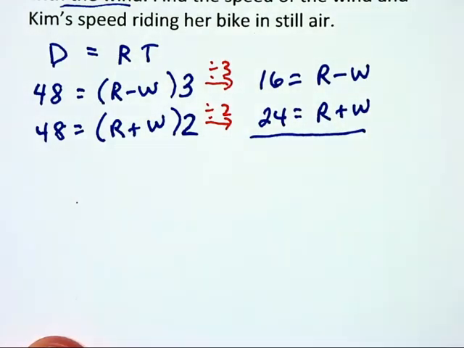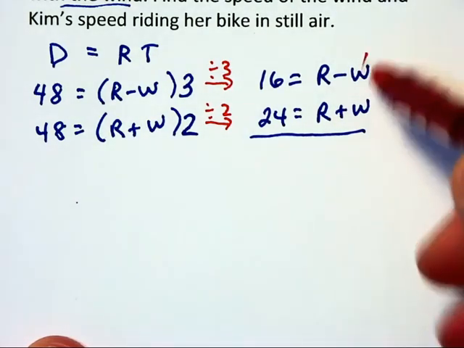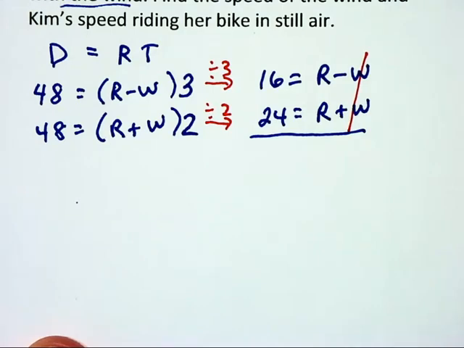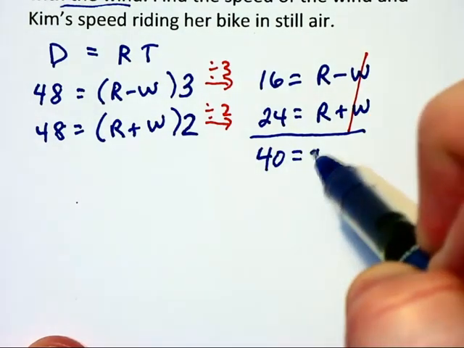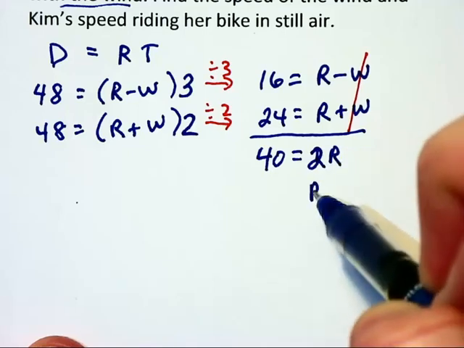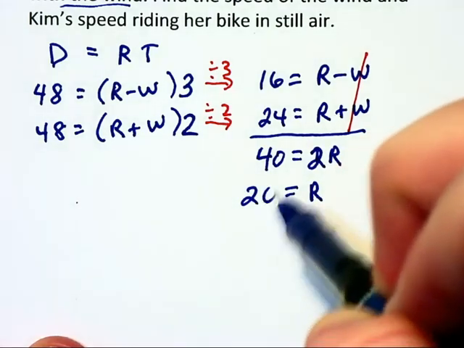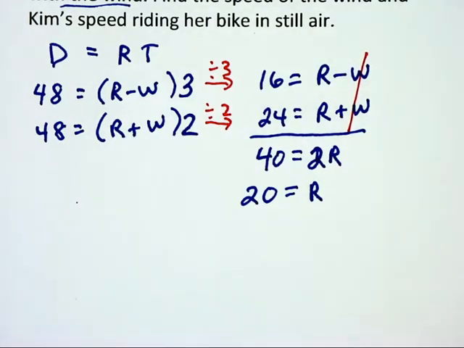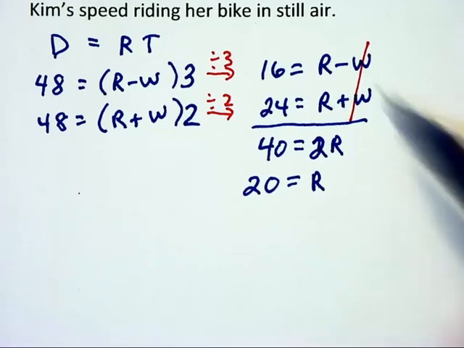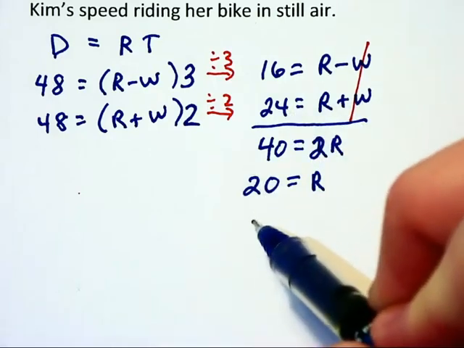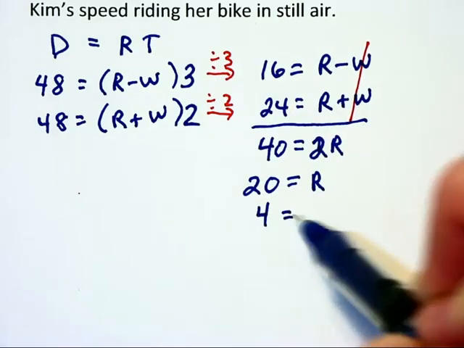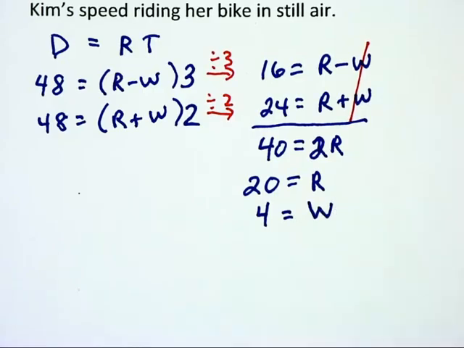is again perfectly set up for us to add these equations together to eliminate the variables. We will have 40 is equal to 2r, and r then is equal to 20. And the units again will be kilometers per hour. And therefore, looking at the problems, r plus w is 24. That means 4 will have to be the wind speed, 4 kilometers per hour.